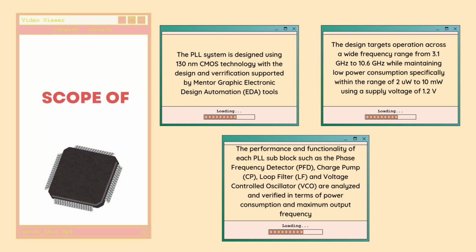To achieve our objectives, this project was carefully defined within the following scopes. First, the PLL system is designed using 130 nanometers CMOS technology with the design and verification supported by Mentor Graphics Electronic Design Automation (EDA) tools. Next, the design targets operations across a wide frequency range from 3.1 GHz to 10.6 GHz while maintaining low power consumption, specifically within the range of 2 microwatts to 10 milliwatts using a supply voltage of 1.2 volts.